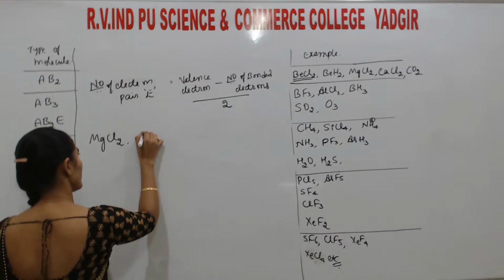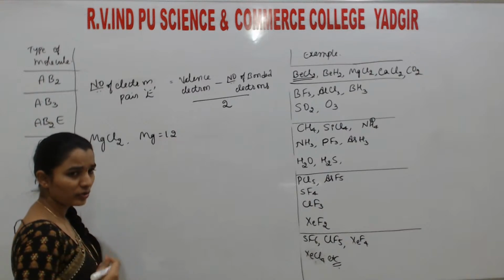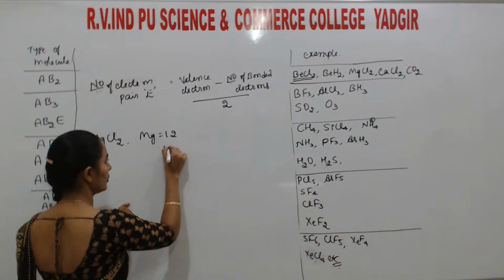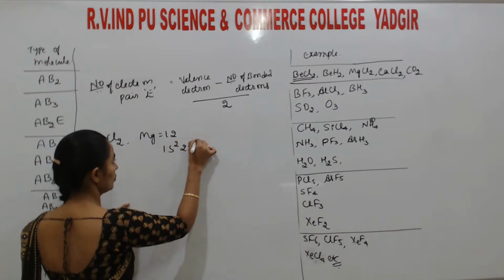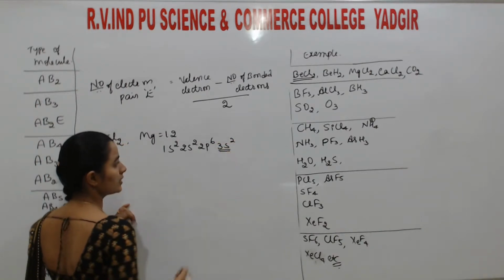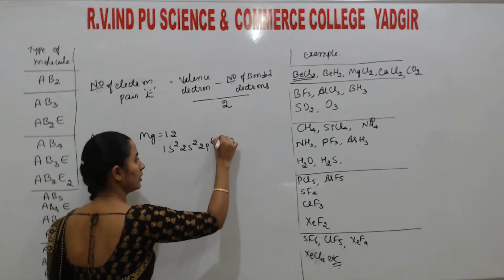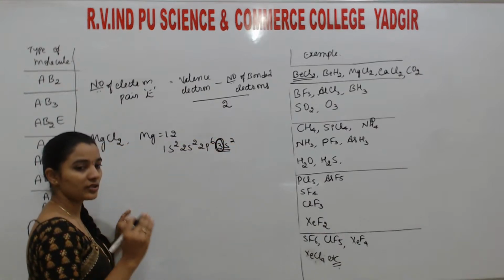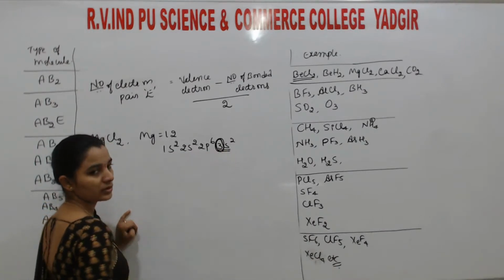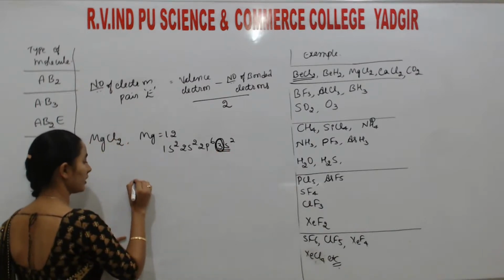MgCl2. So your Mg atomic number is 12. Of course, beryllium and magnesium, those all belong to the second group only. So valence electron is 2. If you want to write, you can write 1s2, 2s2, 2p6, 3s2. So this is the valence shell. You know that the greater n value is the last shell. Here 2s is completed, after 2s, 3s is there. So that is the valence shell. So here 2 electrons are there.